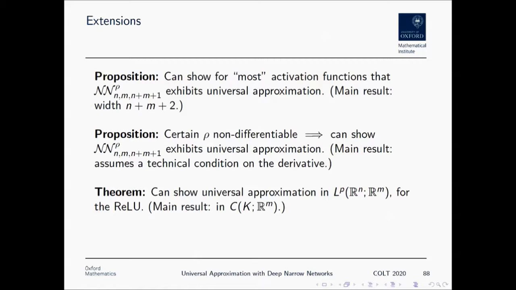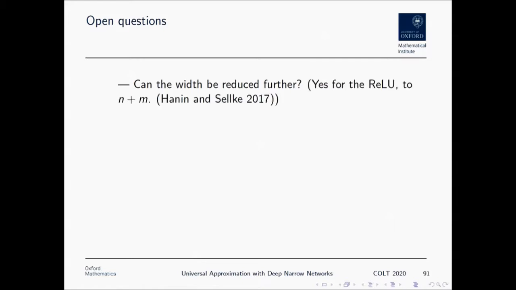So what all of these are showing is that our theorem is giving sufficient but not necessary conditions for universal approximation, and there's still a little bit of wiggle room. As a result, this really motivates some open questions. Things like, can the width be reduced further? We stated n plus m plus 2, but for example, it's actually known that for the ReLU, it can be reduced to just n plus m. What actually is the precise minimum width?